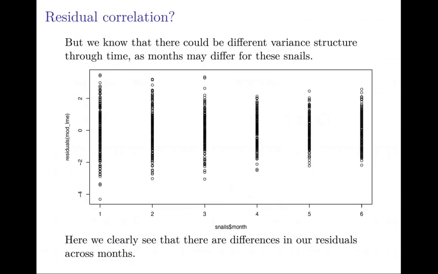But we know that there could be something going on with month, right? Month is temporally correlated, and there could be differences in variance in the amount of biomass consumed per snail across the months. Say snails just get better at figuring out how to eat biomass as the months progress, and so there's less variance. And so when we plot the residuals of biomass consumed per month, you see that there's a clear trend that there's a difference in residuals through time. So the residuals tend to have a smaller variance through time. So how do we take this into account?